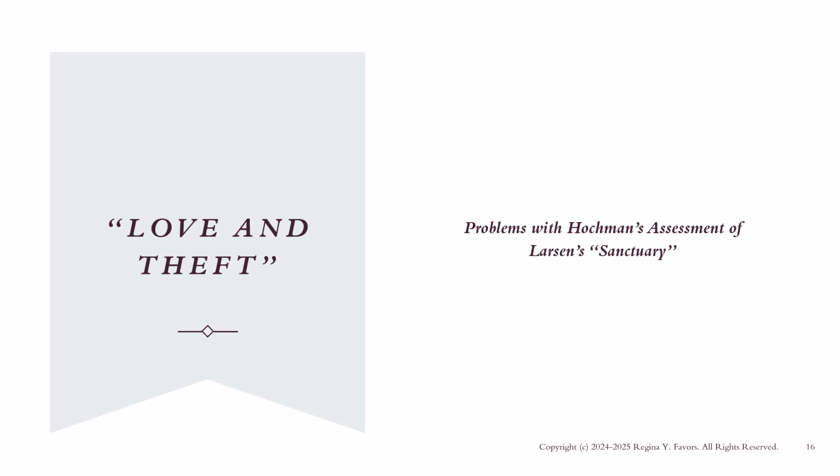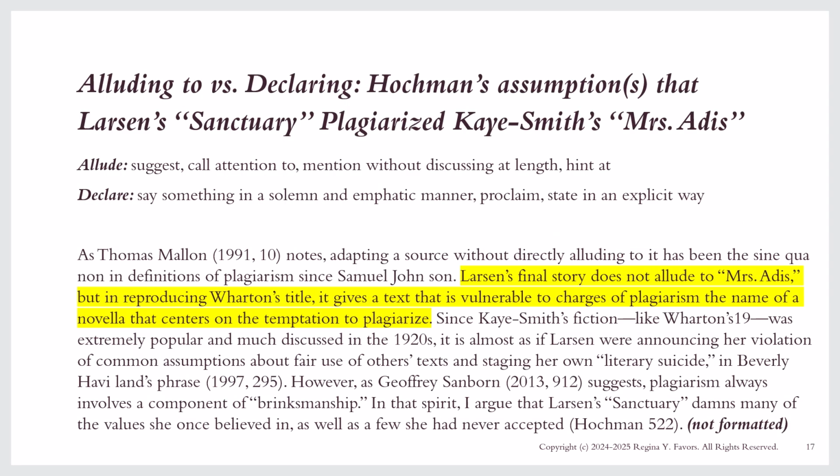All right, so Love and Theft, problems with Hockman's assessment of Larsen's Sanctuary. So I want to sort of go over this. There's a lot of alluding versus Hockman declaring. So Hockman's assumptions that Larsen's Sanctuary plagiarized K. Smith's Miss Addis. Let's get an understanding of what the difference is between allude and declare. So allude is to suggest, call attention to, mention without discussing at length, hint at. Declare is to say something in a solemn, emphatic manner, proclaim, state in an explicit way.